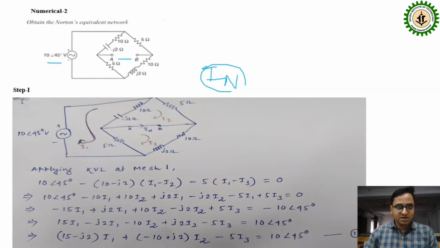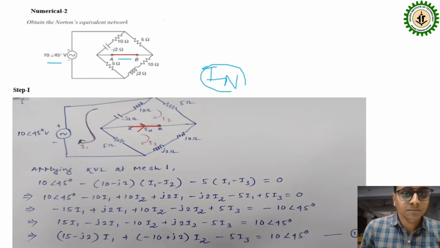So this is the primary circuit. To calculate the Norton's current, you just need to short this terminal. Here I have redrawn this circuit. I have just shorted these two terminals, and the remaining parts are the same as this. Here you can see this part is shorted, and here I have taken the direction of the short circuit current, the Norton's current.